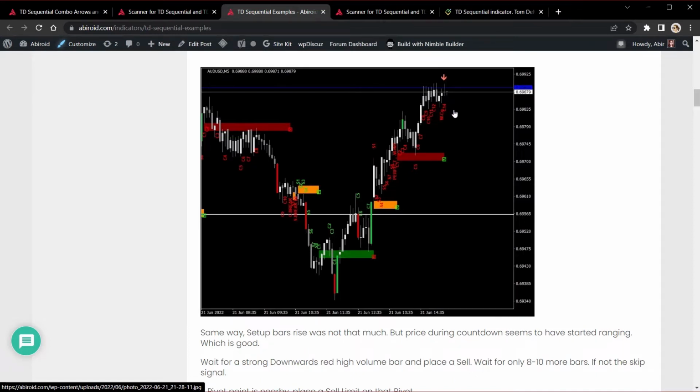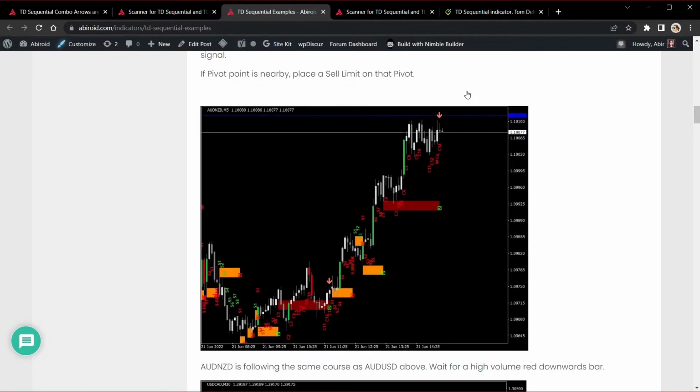But in case I'm looking for longer term setups on higher time frames, like this is M5, but in case I'm trading H1 or something, in that case I will put a sell limit order right here, right near the ongoing resistance. That way I will get a much better profit and also a much surer signal. Let's go to the next example.